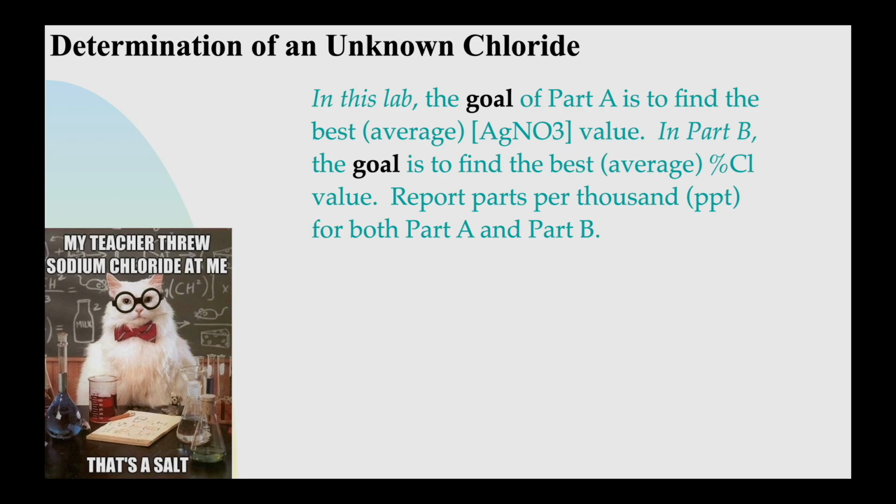If you average things before, you won't be able to do parts per thousand and you'll have a point penalty. So make sure you don't average anything in part A until you have the molarities. Don't average anything in part B until you have the percentages.